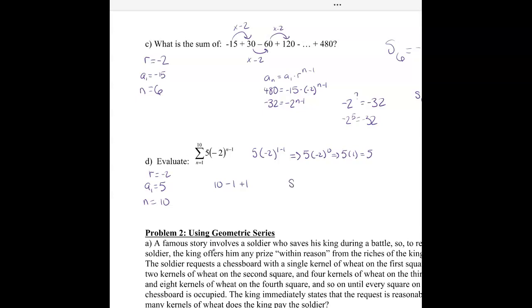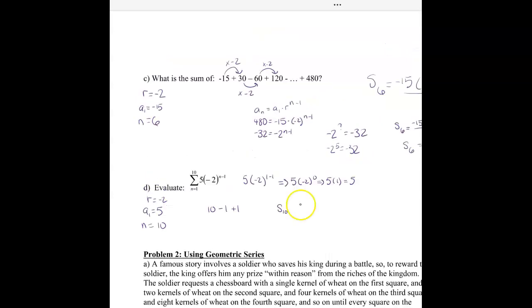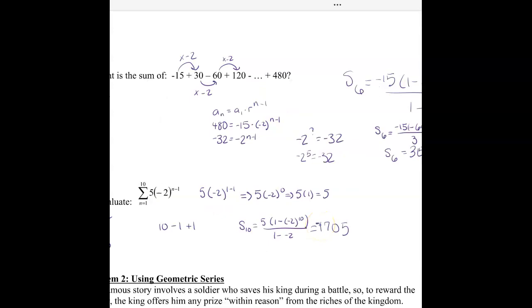Other than that, we just plug it into the lovely formula to figure out what the sum is. So we're figuring out the sum of the 10 terms is equal to a sub 1, which in this case is 5, times 1 minus r, which is negative 2 again, to the n, which we said was 10, all over 1 minus r, which we said was negative 2. Plugging that into a calculator, I should get negative 1,705.